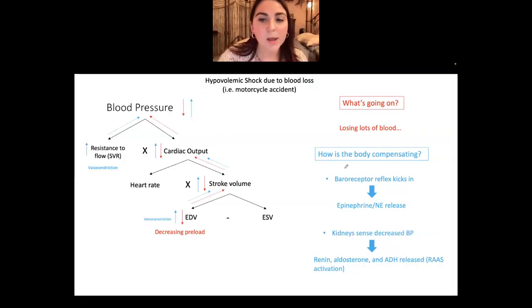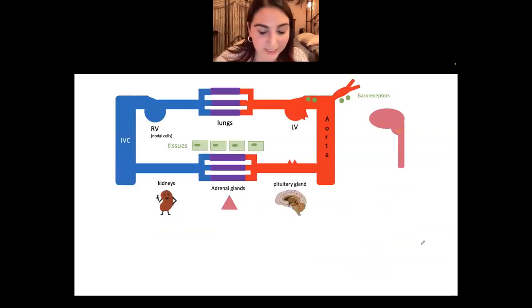Okay? So what does RAAS do? Basically the kidneys are going to sense this decreased blood pressure. They call this decreased renal perfusion. It's basically the kidneys seeing really low blood volume compared to what they're used to. And then they release renin, angiotensin, aldosterone, and ADH gets released as well, which we're going to go into a lot of detail about. So this is kind of what's happening.